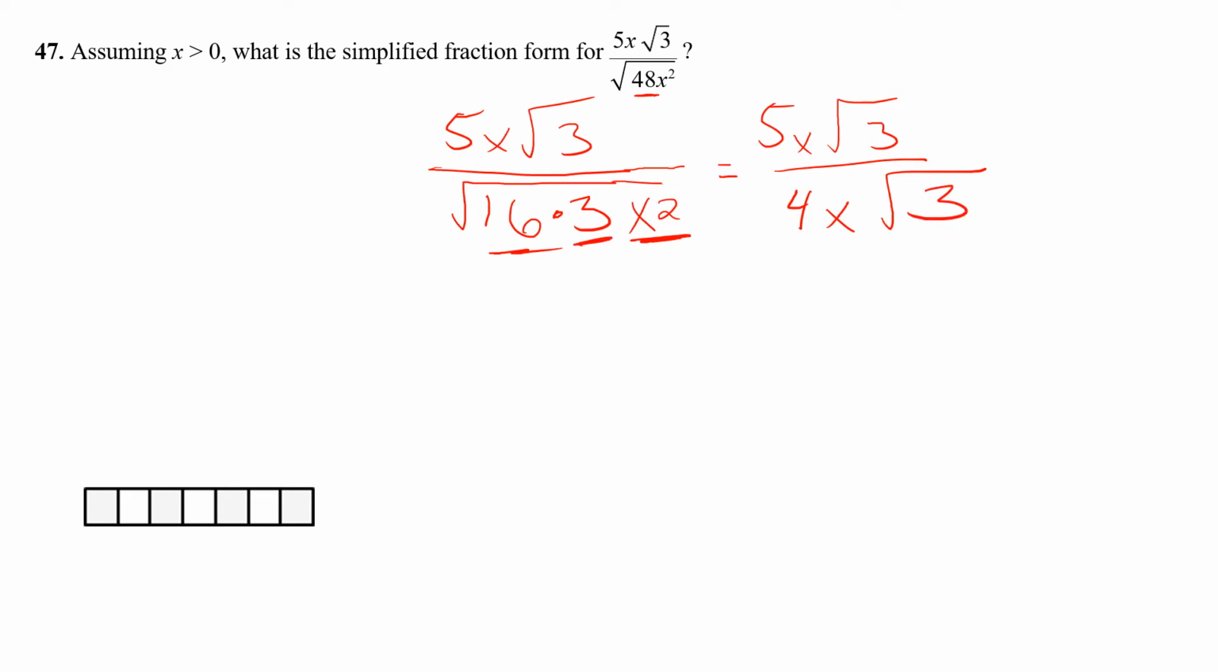So now we can simplify. My 3's would cancel out, or square root of 3 would cancel out, and my x's would cancel out, and I'm left with 5 over 4, and I would just put it as 5/4 in my box here. If you're on a computer, you would just type it in as a fraction there, but my answer is 5/4.